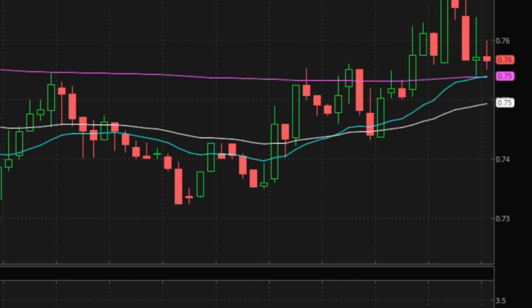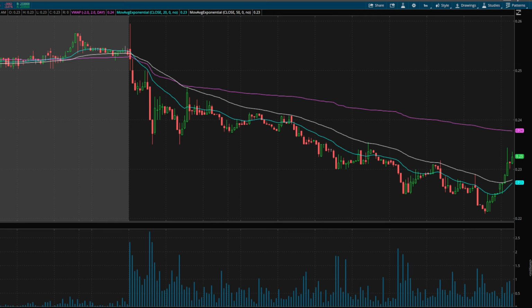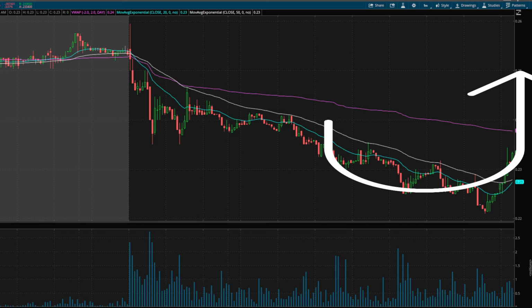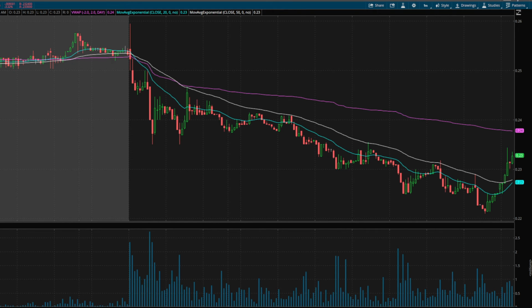So for my penny stock example, I'm looking at FAMI and I'm looking at it on September 29th. You can see we talked about the U-shaped breakout pattern in our last video, and using it with this moving average crossover can be exceptionally powerful.